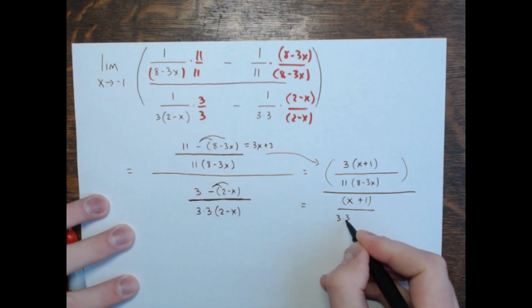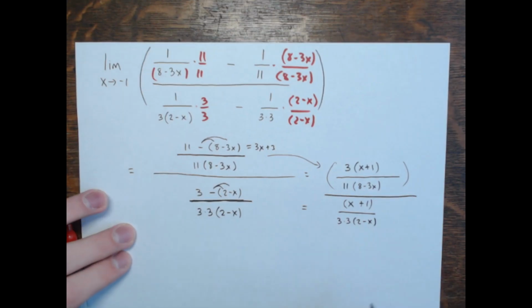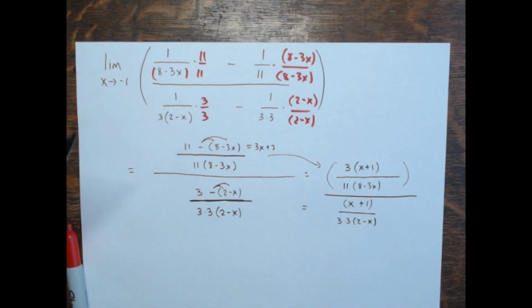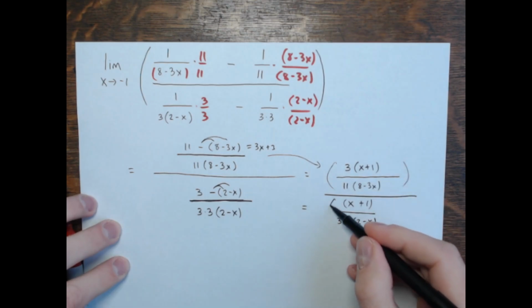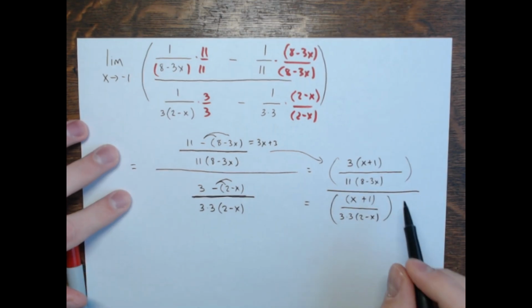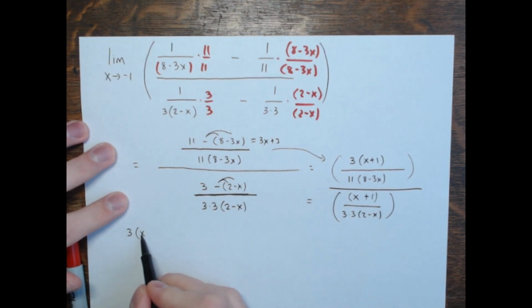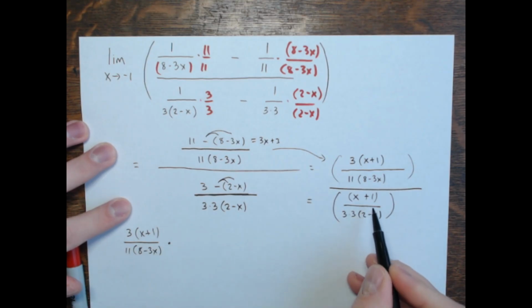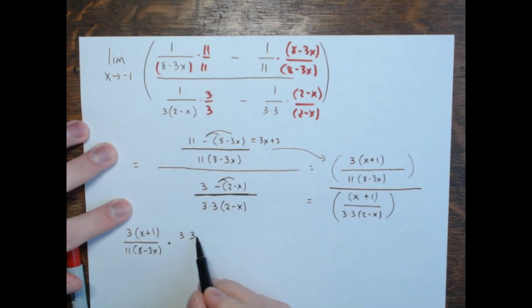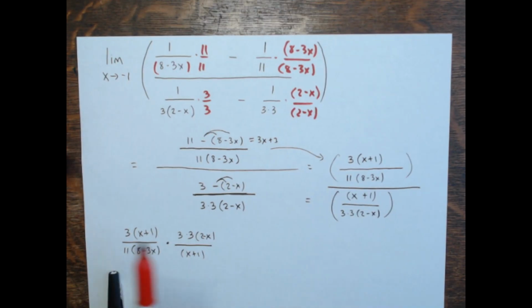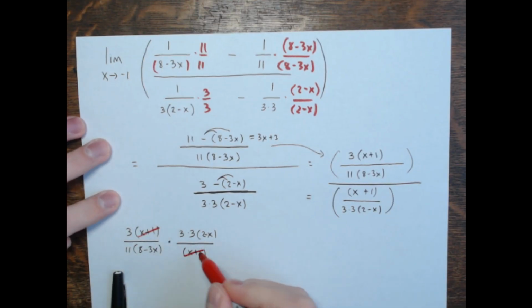And 3 times 2 minus x. All right, so I've got this expression in the numerator, this expression in the denominator. Remember, I can rewrite this now as a multiplication problem. We've got 3 times x plus 1 divided by 11 times 8 minus 3x, times the reciprocal of this denominator, which is 3 times 2 minus x divided by just x plus 1. And you see the x plus 1 factors canceling.